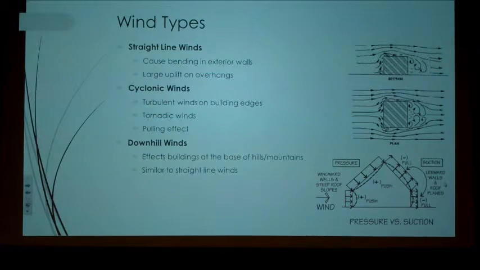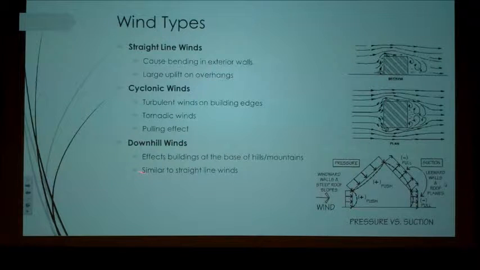So some of the wind types that you'll be dealing with are straight line winds. They cause a lot of bending to the exterior walls, large uplift on overhangs. If there was an overhang on this structure here, you get a ton of uplift on that overhang. Cyclonic winds, those are primarily the kind of winds that tornadoes create. They create a large cooling effect on the back end of the building, and then a lot of torque on the building as a whole.